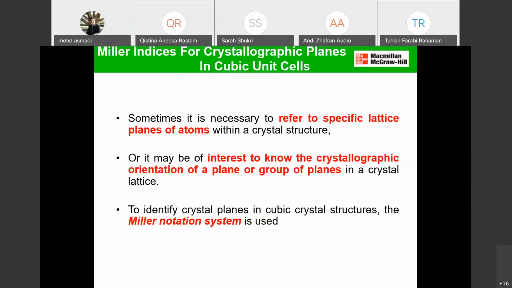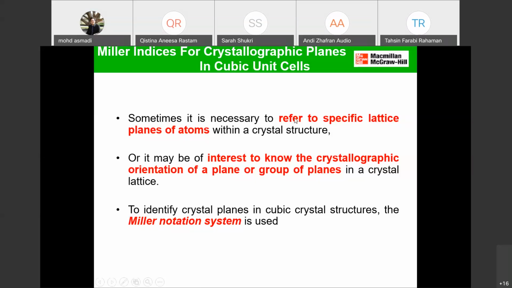To determine the coordination of the atoms. But for Miller indices, we sometimes refer to the specific lattice planes of atoms within the crystal structure. Maybe we are interested in the orientation of a plane or a group of planes of atoms in the crystal lattice. So this is what we use the Miller notation system, or Miller indices, for.